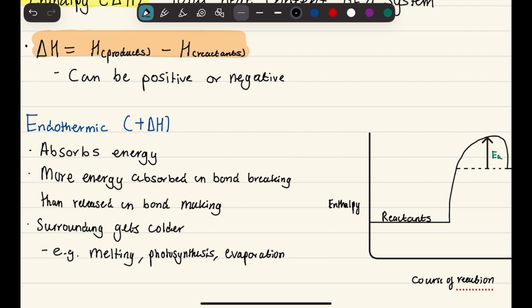And as we know, if we're absorbing energy from the surroundings, then the surroundings are going to get colder. Right. So there are a couple key reactions that you should know that are endothermic: melting, photosynthesis, evaporation. Those are just a few.